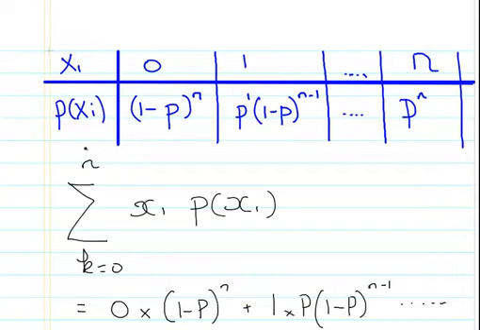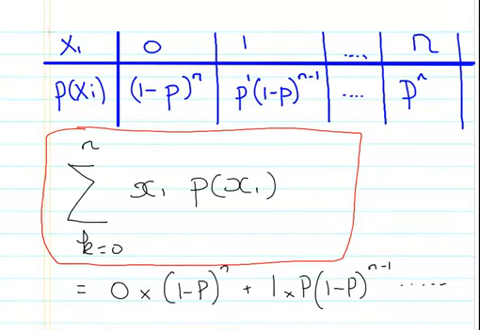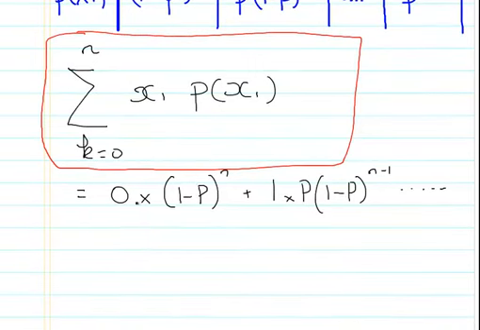So let's look at that. That's the proper formula for the expected value of x. Now let's do that for each term. For the first term, 0 times the probability of 0 successes out of n trials, which is 1 minus p to the power of n. So 0 times 1 minus p to the power of n.